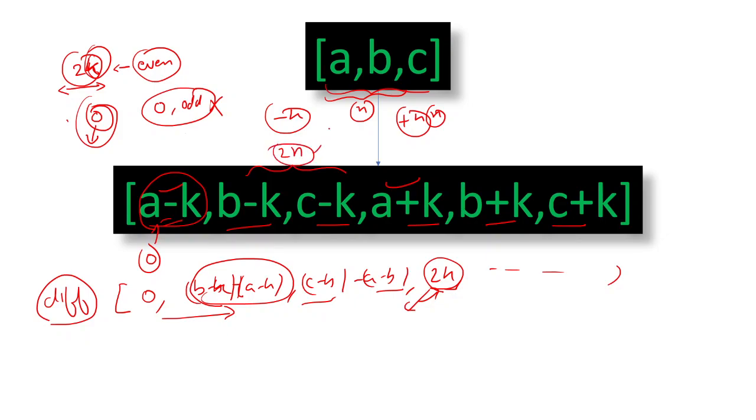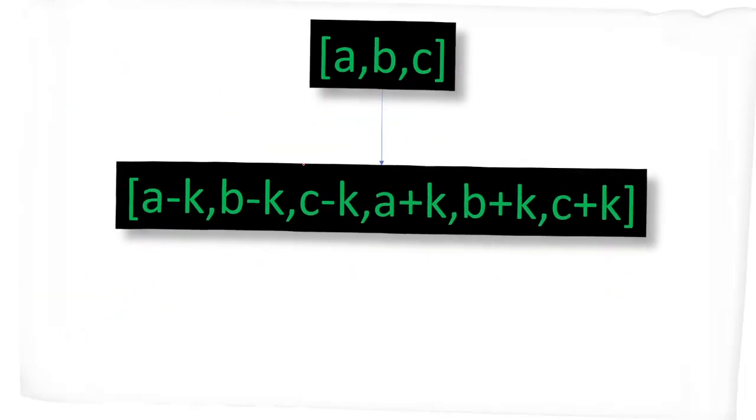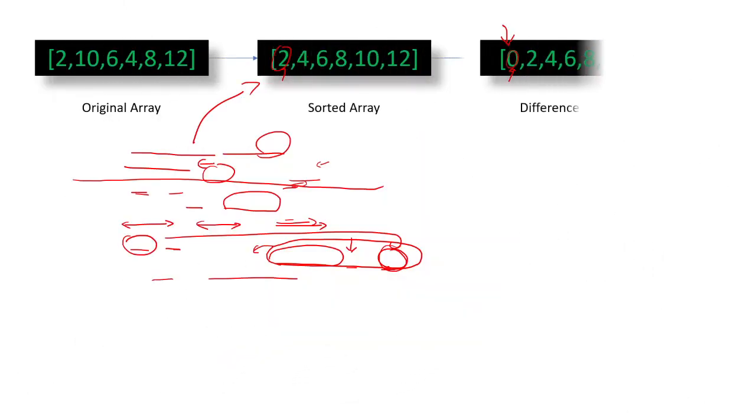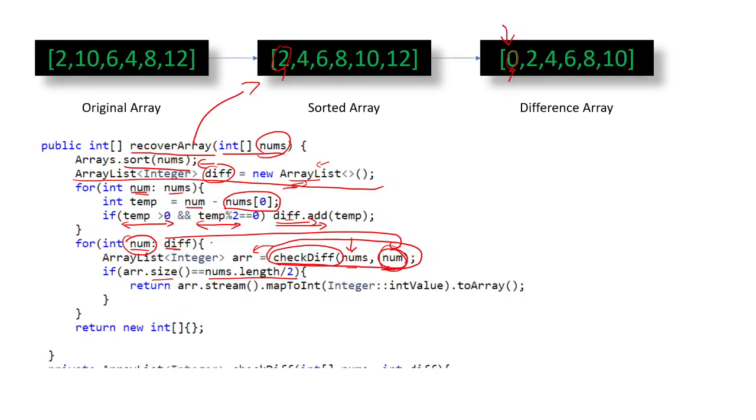That is why, when we are getting the final array, we divide its length by 2 and check whether that is equal to the expected length. If it is, we will return the array, and we will do this for each difference. If we don't find any array, we'll just return an empty array as it is. Now let's see this particular function, check diff, with an example, how we are generating the original array using the difference that we have got.